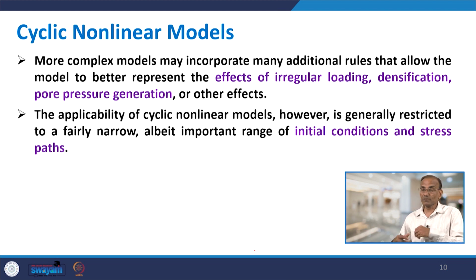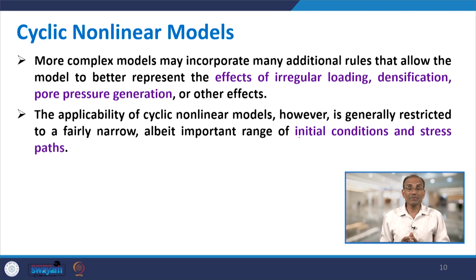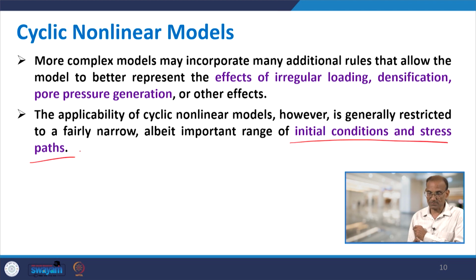So, if you want more accuracy, then the rules will be more. The applicability of cyclic nonlinear models is generally restricted to a fairly narrow albeit important range of initial condition and stress path. So, the range for which these models are applicable is narrow, but that range is very important. That range is important for initial conditions and for development of stress paths.